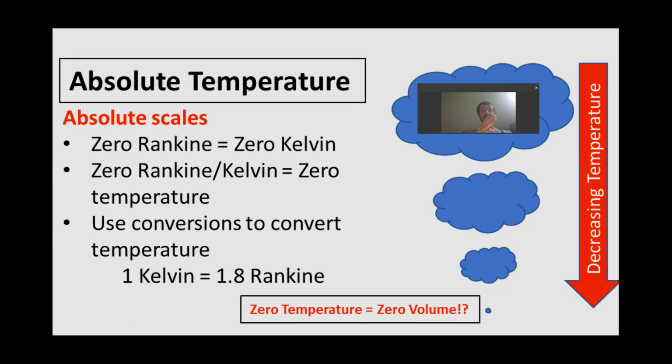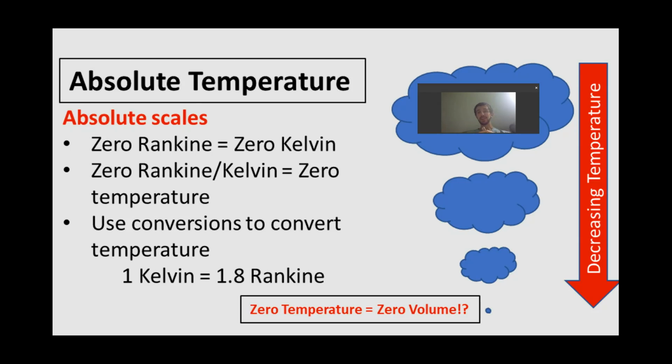Rankine is to Fahrenheit what Celsius is to Kelvin. So Rankine and Kelvin are absolute scales. That means that 0 is as low as you can go. And it also means that 0 Rankine is the same thing as 0 Kelvin. It's the same point. It's like 0 meters is the same thing as 0 inches, which is the same thing as 0 feet. They all start at 0.